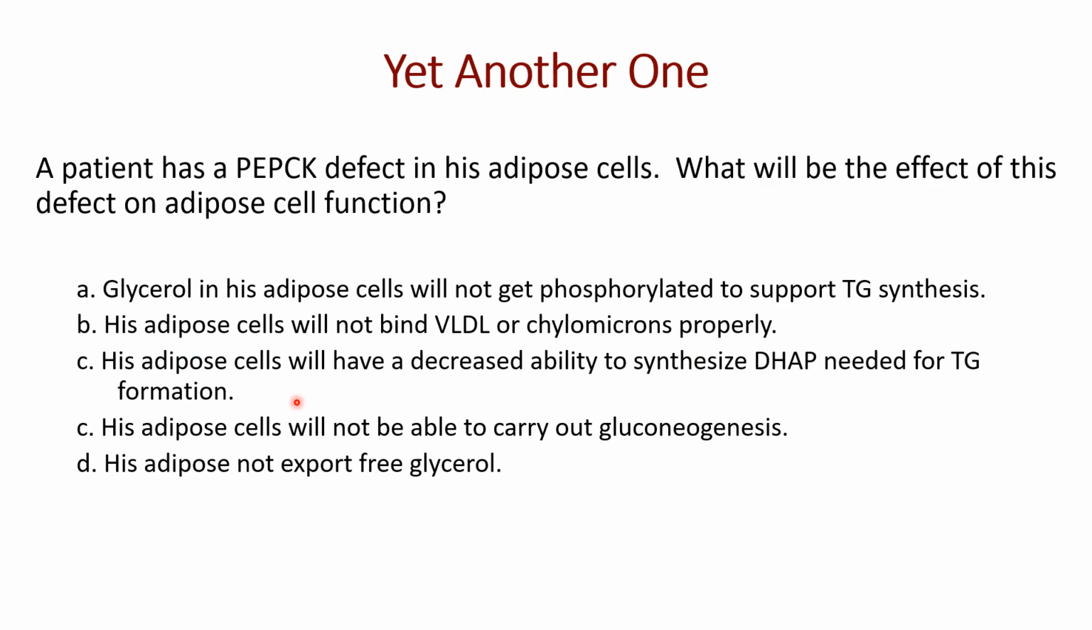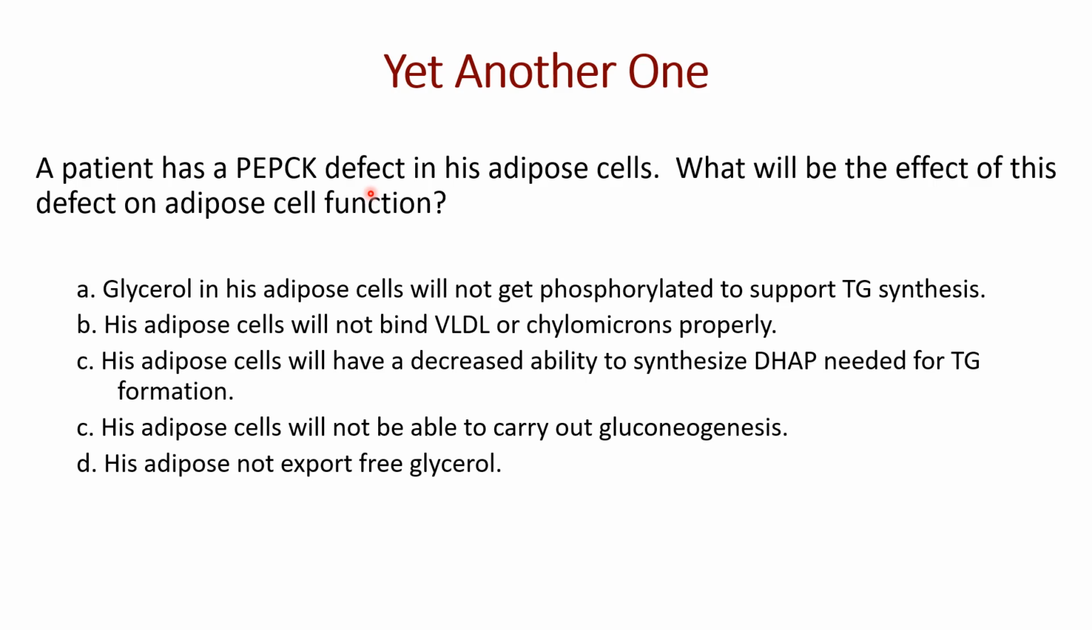Now that sounds pretty interesting, because if you're synthesizing DHAP, the way to do that is gluconeogenesis, and DHAP is that sort of central intermediate there, and PEP-CK is going to be that first bypass enzyme of gluconeogenesis. So under these conditions, if there's a PEP-CK defect, the cell can't use lactate, the cell can't use alanine as a starting material, and it can't use glycerol either because it can't phosphorylate that glycerol.